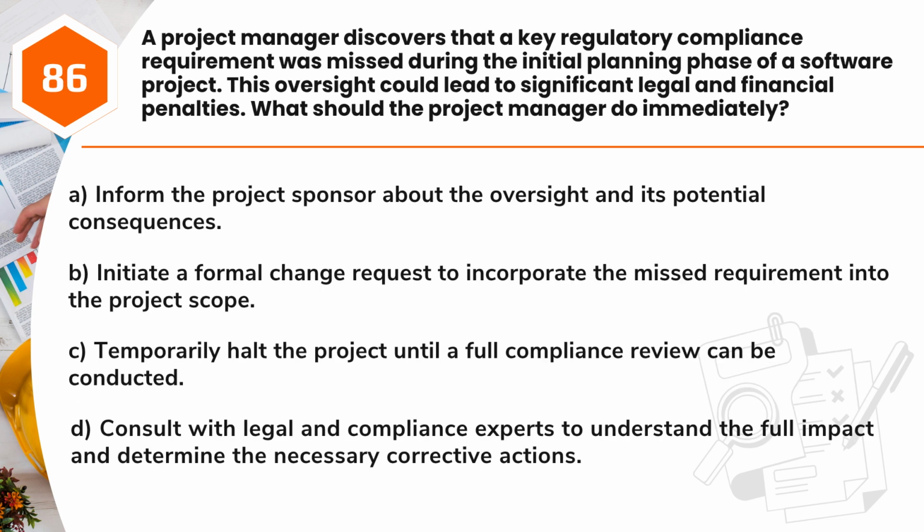Question 86. A project manager discovers that a key regulatory compliance requirement was missed during the initial planning phase of a software project. This oversight could lead to significant legal and financial penalties. What should the project manager do immediately? A. Inform the project sponsor about the oversight and its potential consequences. B. Initiate a formal change request to incorporate the missed requirement into the project's scope. C. Temporarily halt the project until a full compliance review can be conducted. D. Consult with legal and compliance experts to understand the full impact and determine the necessary corrective actions.